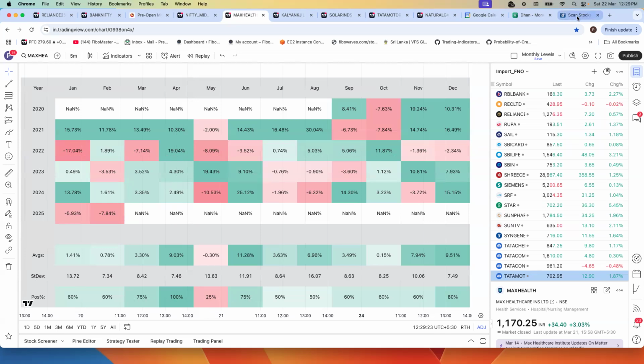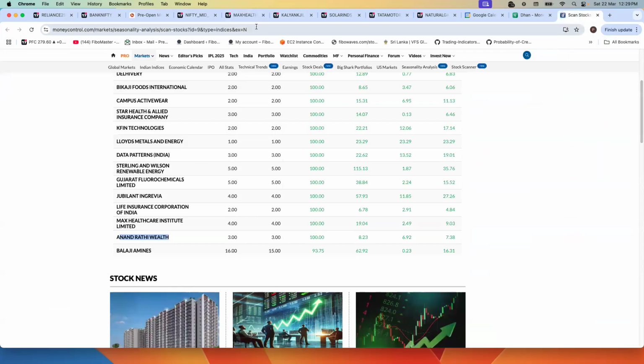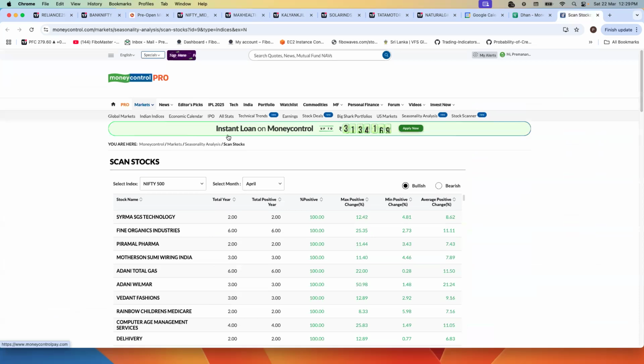Next time you're buying something, go to this particular link and check whether the script's seasonality positivity is greater than 80%. Then take the trade. Otherwise, don't take the trade. Close the trade, go home, sleep, and enjoy yourself. You will make some good returns. If you want to make money, take it, put it, and go along.